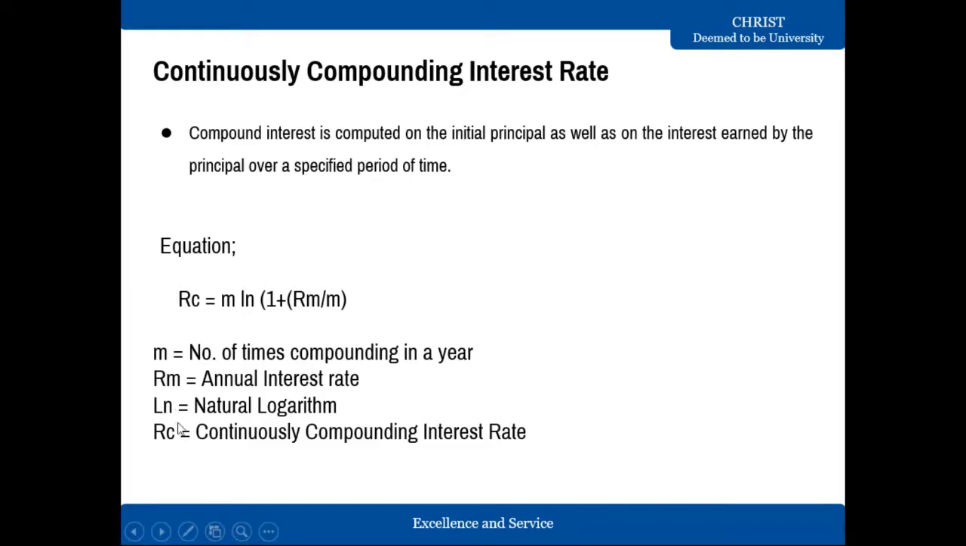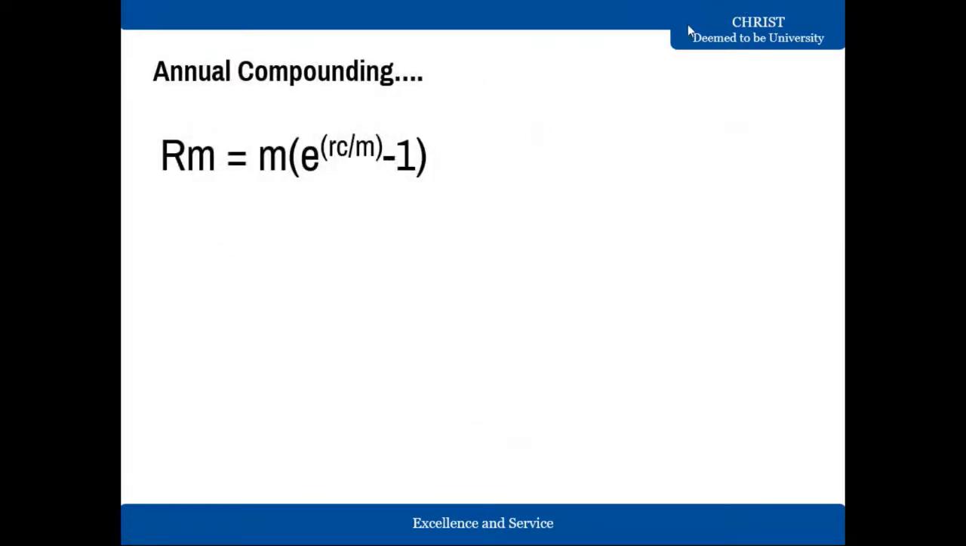So the explanation of the equation that I mentioned here: M is the number of times compounding in a year, how many times it is compounding. RM is the annual interest rate. LN is natural log, and RC is the continuously compounded interest rate. RC is what you have to use for all the three methods that I've mentioned. I hope many people who will be teaching this subject are familiar with these models, but still I felt the basic models should be discussed, so that we can go to the further models.